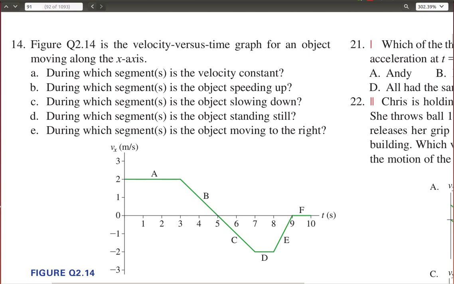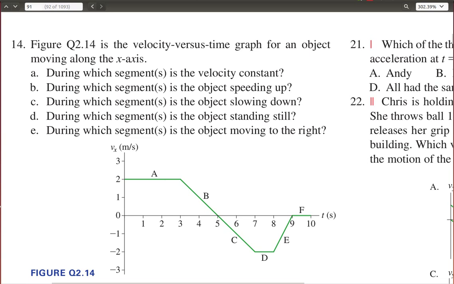And lastly, part E, during which segments is the object moving to the right? So the traditional definition that we will use almost all the time is for the x-axis, to the right is positive, to the left is negative. So the object is moving to the right whenever its velocity is positive. If you replace the green line with a bunch of dots, you want to look for all the dots that are positive.